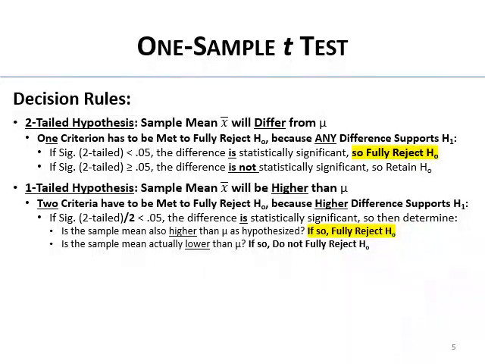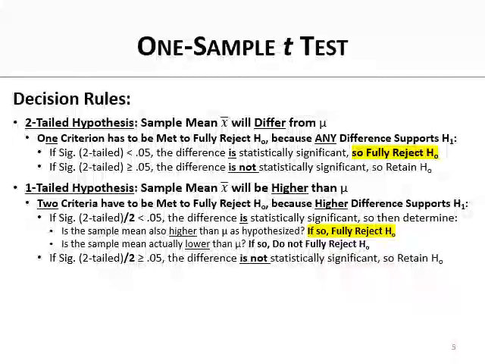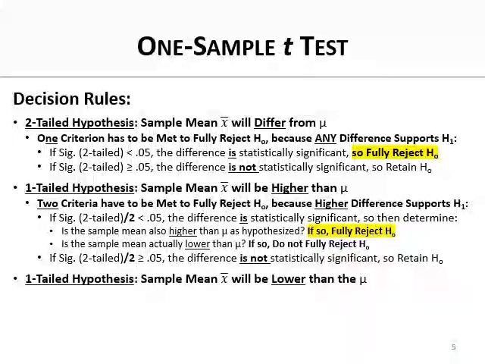If the sample mean is lower than mu, you do not fully reject the null because that wasn't what you hypothesized. It's different. It's lower. That's not what you said. You're wrong. You do not get to fully reject the null. All right. If sig two-tailed divided by 2 is greater than or equal to 0.05, well, the difference isn't statistically significant. You're also not rejecting the null. Okay. So those two pieces have to be true for you to reject the null hypothesis.